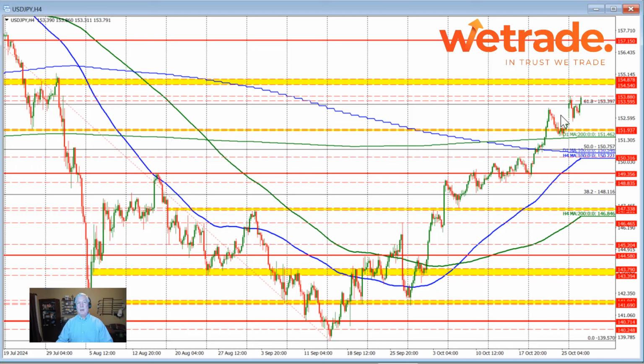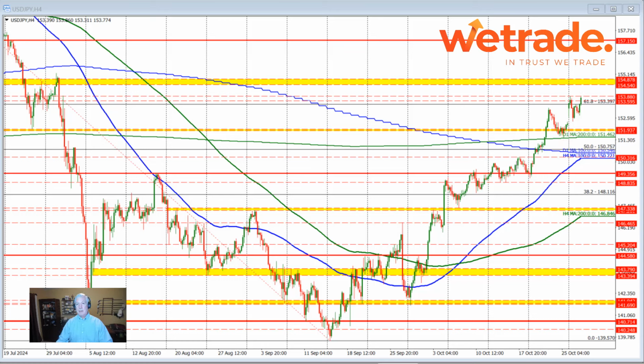But obviously the buyers are still remaining in firm control in the dollar versus yen as it pushes away from the 200-day moving average. Note that last week the price did bottom against the 200-day moving average right here and move to the upside, gapped higher over the weekend off of those election results and yen weakness, and that trend continues for this currency pair.